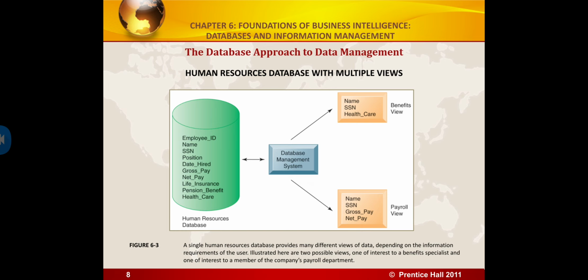As you can see, we have here the database for human resources, including the employee ID, the name, the SSN, the position of the employee, the date hired, the gross pay, net pay, the life insurance benefit of each employee, the pension benefit, and its health care. But due to data redundancy, we could have multiple data, including the name, the healthcare benefits, as well as for the payroll.